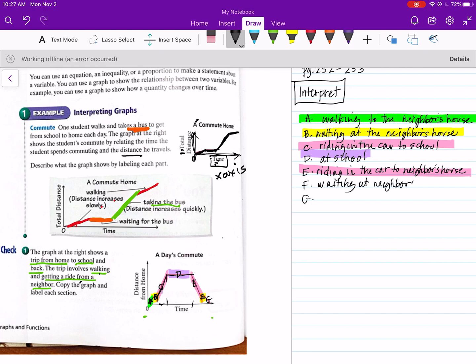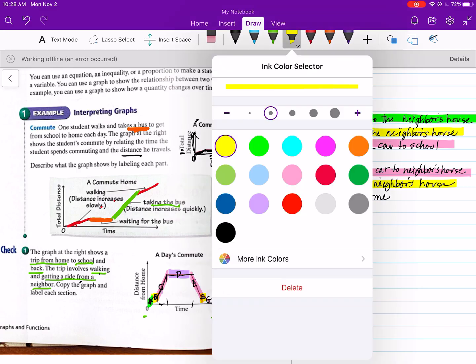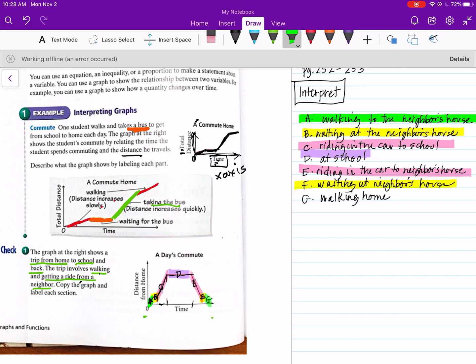And last but not least, highlight that in yellow because it matches there. And then we have that last part, and it looks like they are walking home. So that is all about interpreting. Going from a sentence or two, I think this one actually had 2 sentences, we were able to determine 7 parts of the graph from 2 sentences. So that's how you interpret a graph.